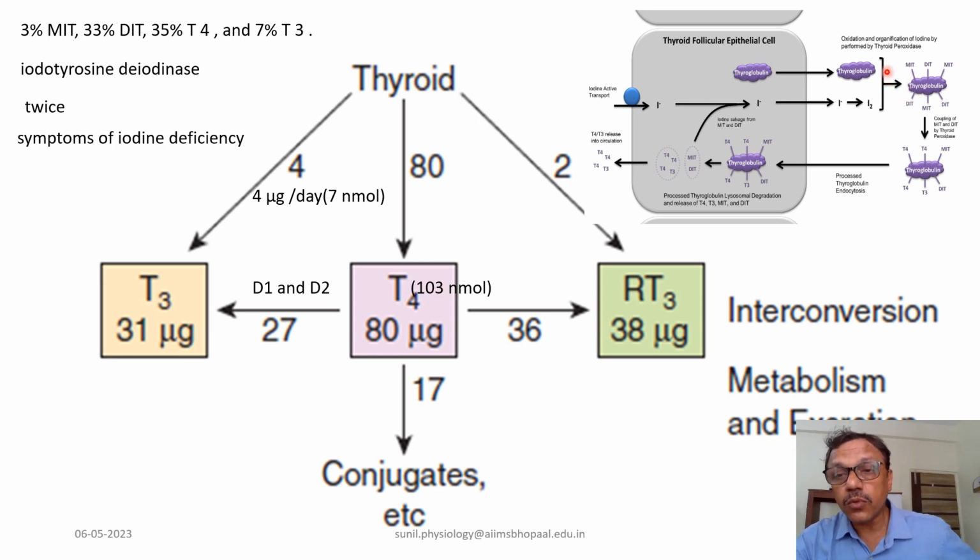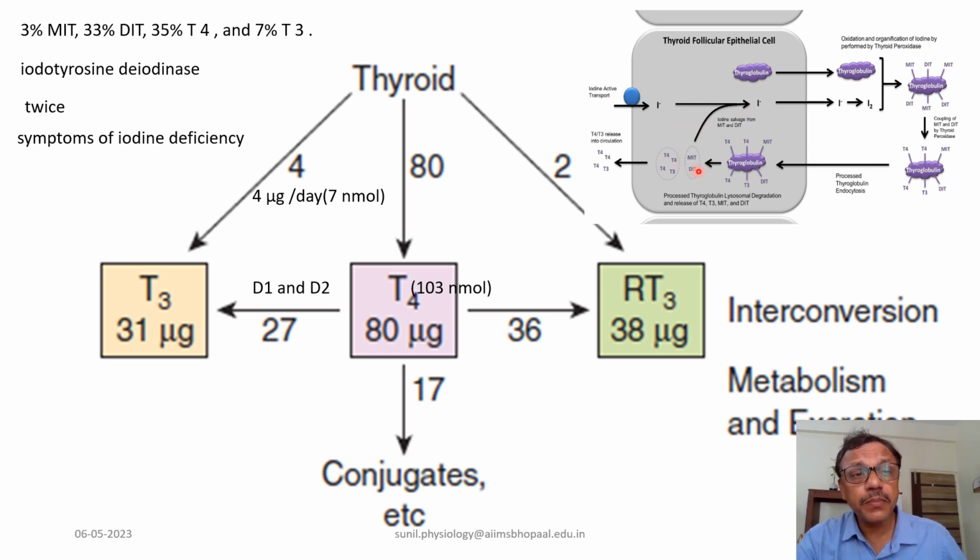Now by the process of endocytosis, it is again taken up by the thyroid cells and the thyroid hormone is released. So T3 is released, T4 is released, and the MIT and DIT, to which the iodine is attached, are recycled back for the formation of T3 and T4.